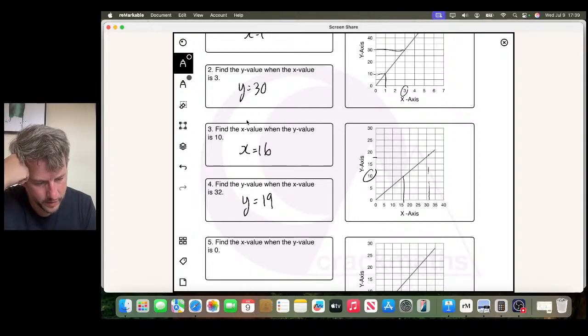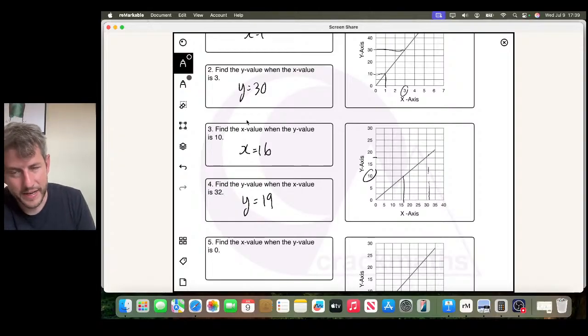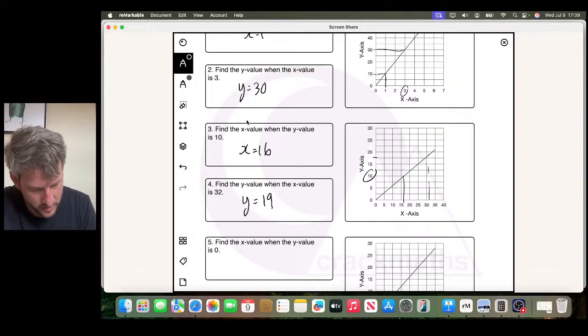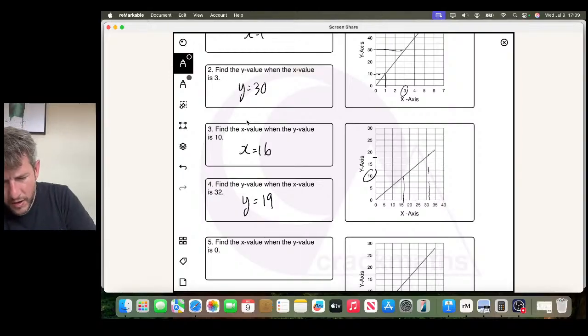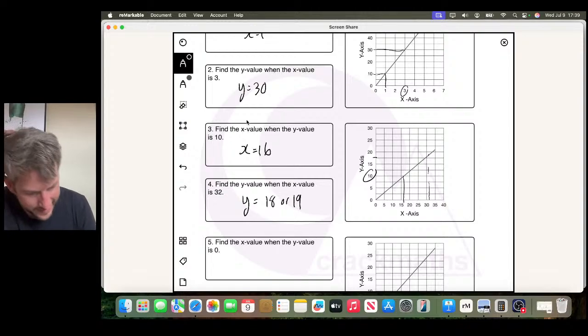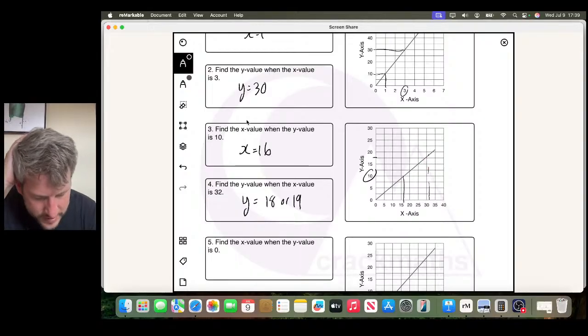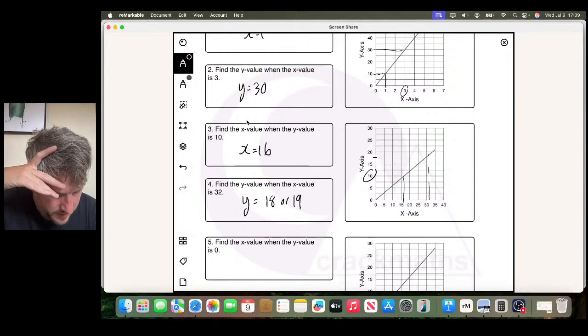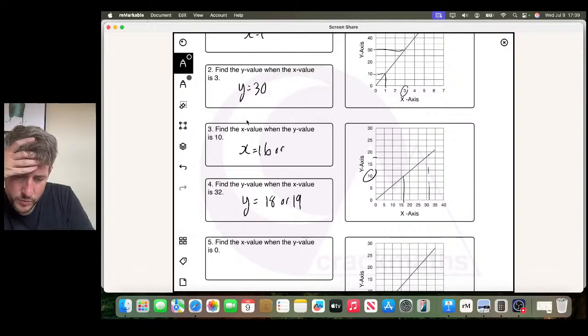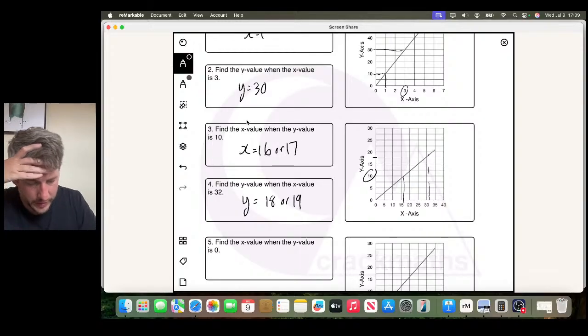Okay. I'm thinking there'll probably be a range of answers maybe. So I'm going to write here just temporarily 18 or 19. And then for this one here, x is 16. I'm going to say 16 or 17 would be acceptable for that, because we don't have the accurate grid.